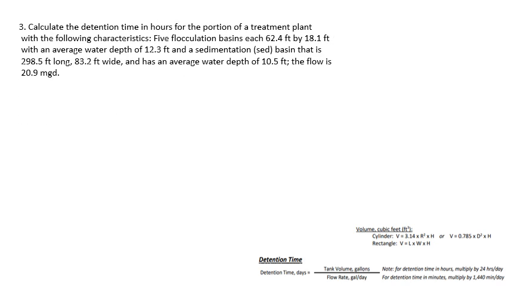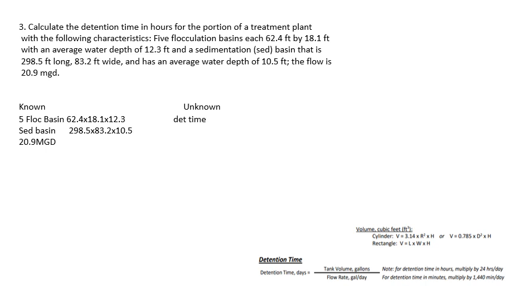Question number 3. Calculate the detention time in hours for the portion of a treatment plant with the following characteristics. 5 flocculation basins, each 62.4 by 18.1, with an average water depth of 12.3 feet. A sedimentation basin that is 298.5 foot long, 83.2 foot wide, and has an average depth of 10.5 foot. The flow is 20.9 million gallons a day.